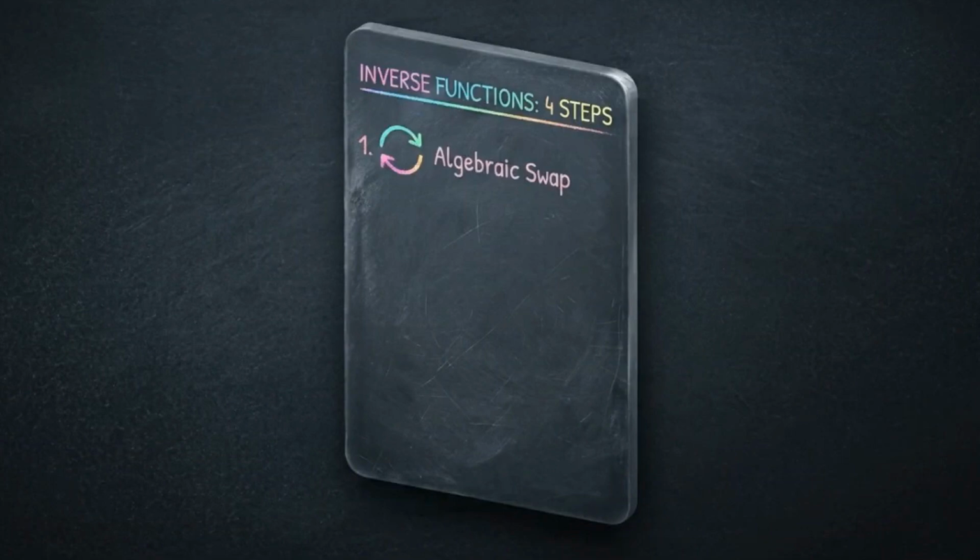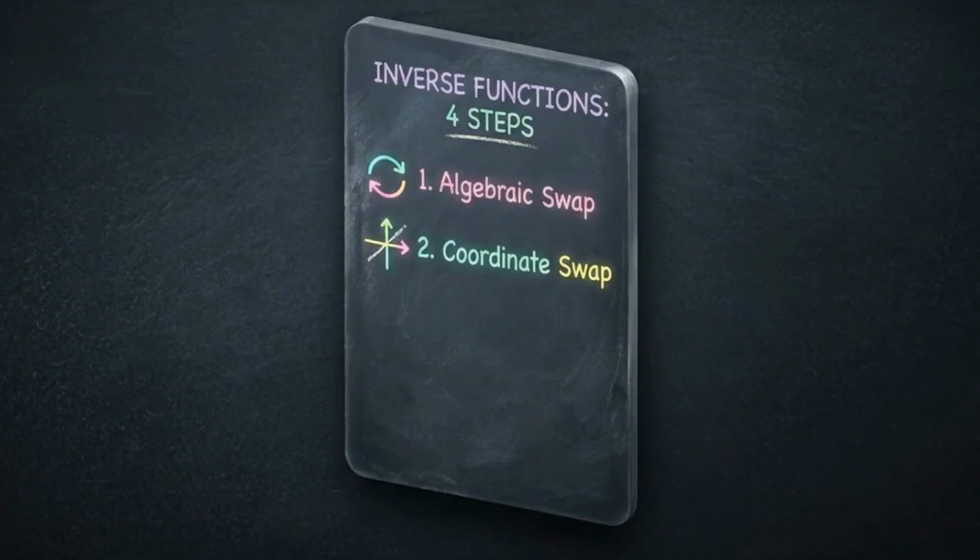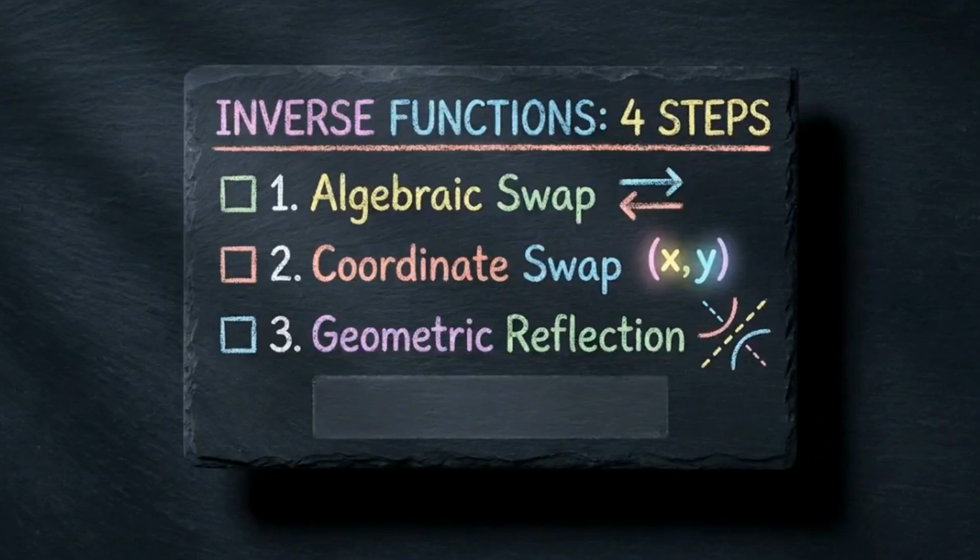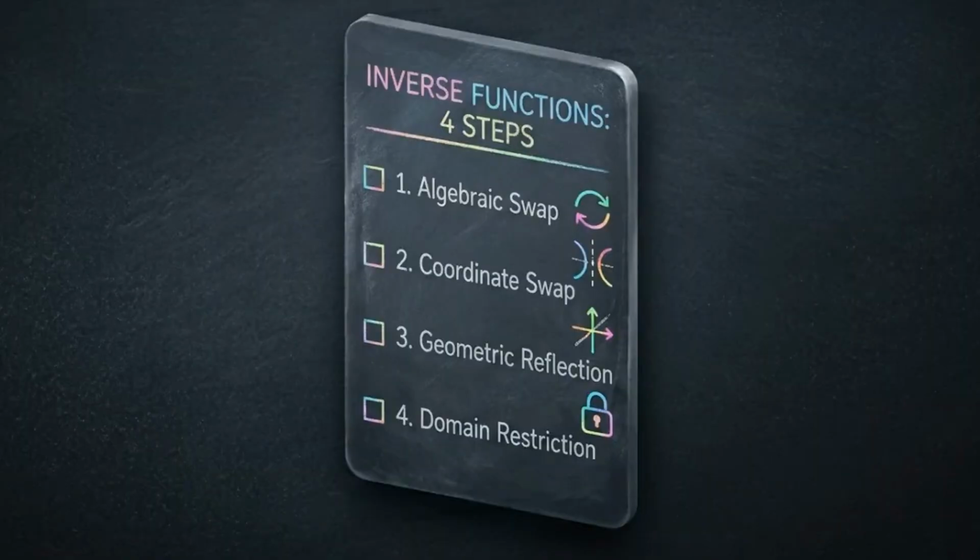To tackle inverse problems accurately, focus on 4 operations. First, algebraically swap your x and y variables and solve. Second, apply that exact swap to your coordinate points. Third, verify your work by reflecting the graph over the y equals x line. And fourth, if you are working with a many-to-one function, like a parabola, strictly restrict its domain first.